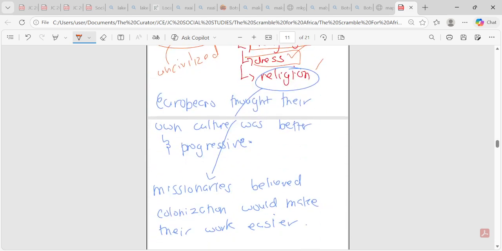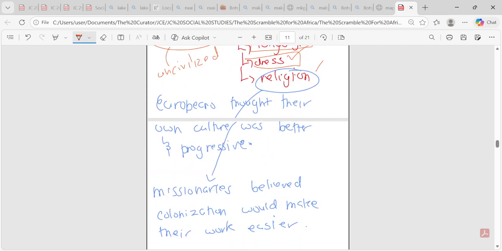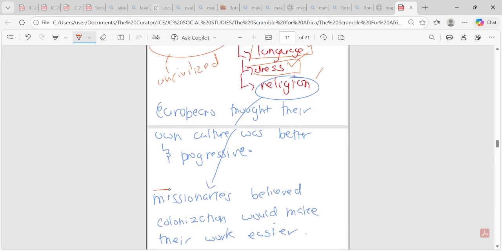So regarding religion here, missionaries believed colonization would make their way easier. So missionaries really pushed hard. Europeans, above all, thought their own culture was better and progressive. And so missionaries believed that colonization would make their work easier. If their government colonized a certain country, it would be easy to infiltrate, so to speak. It would be easy to get into that country, introduce Christianity, and promote Christianity. So missionaries are the ones who actually pushed hard for colonization.